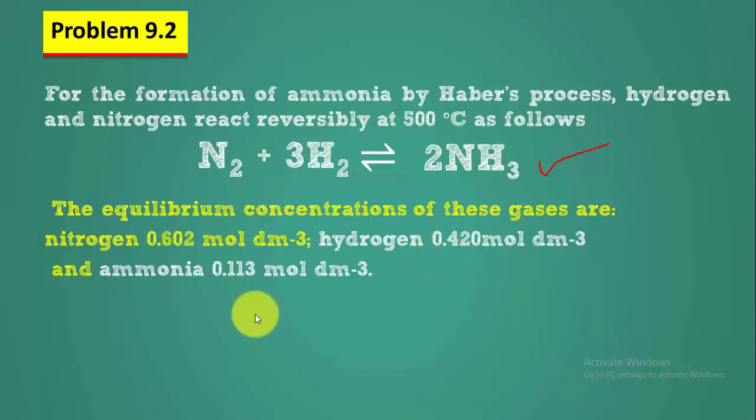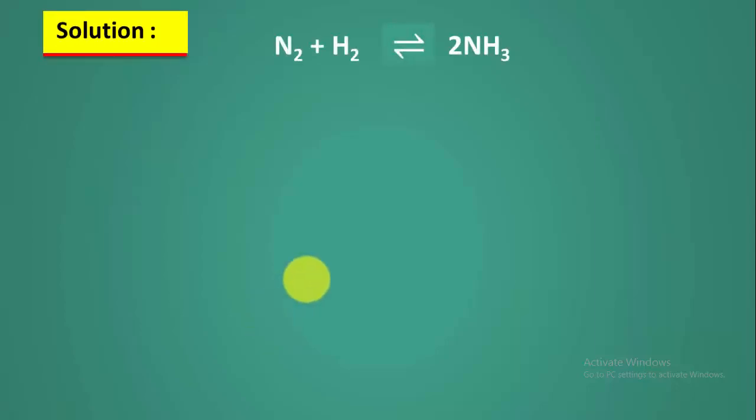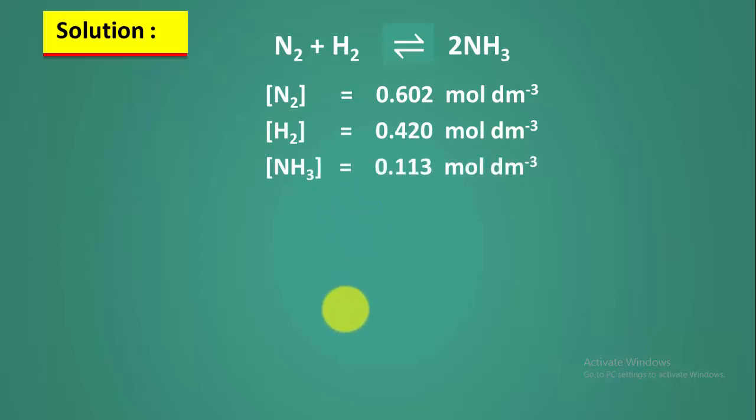Again, I remind you that the balanced chemical equation will not be given in the board exam. So you have to write it on your own by extracting the data from the statement. So N2 is equal to 0.602, H2 is equal to 0.420, and ammonia has a value of 0.113.